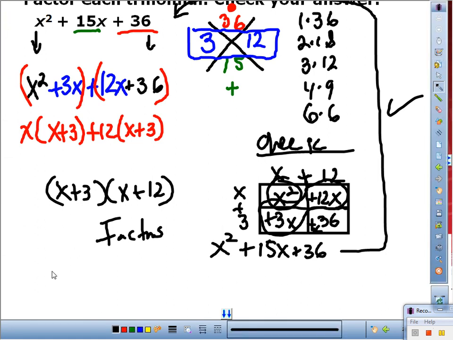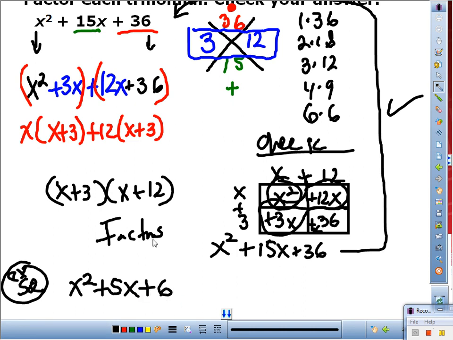Once you're done with that, copy example super Q. X squared plus 5x plus 6, and I want you to factor it using this method. Some people call it the diamond, some people call it the X, I call it the Power Ranger, and then from there with grouping. Copy that and go.